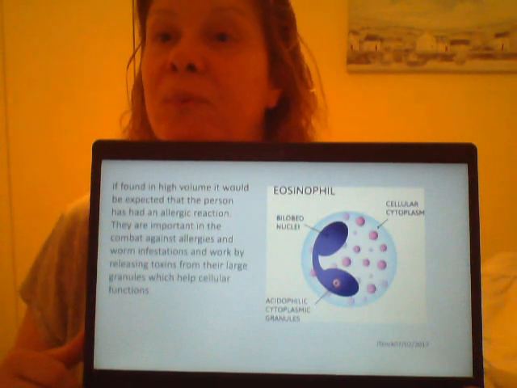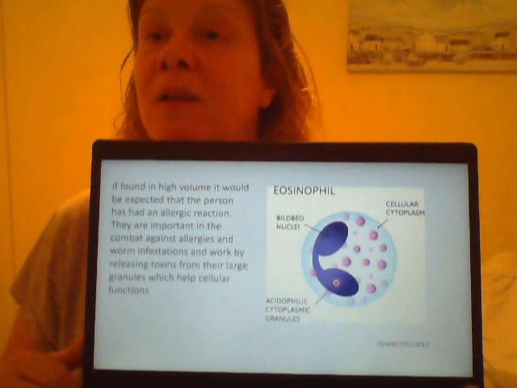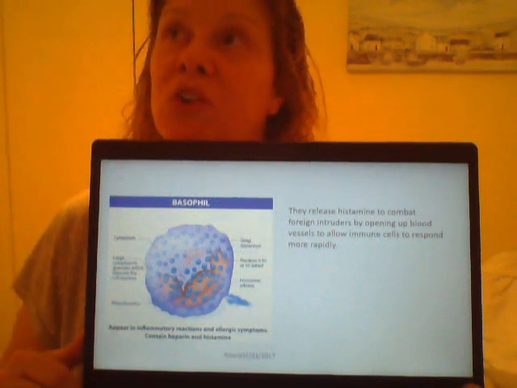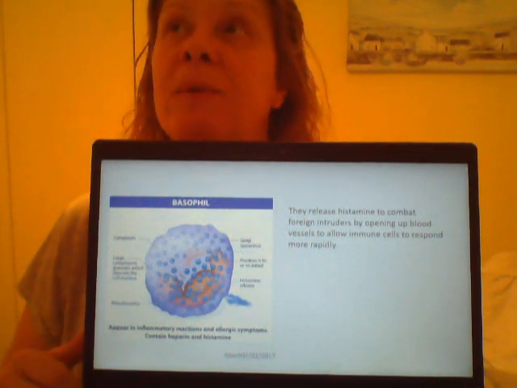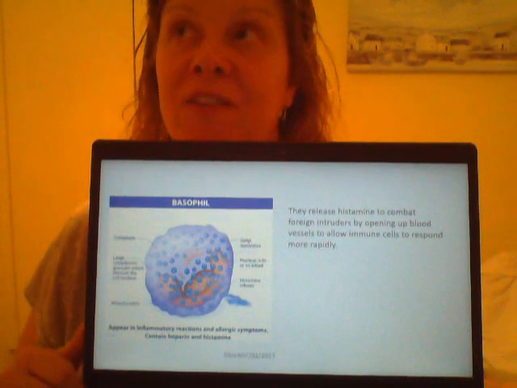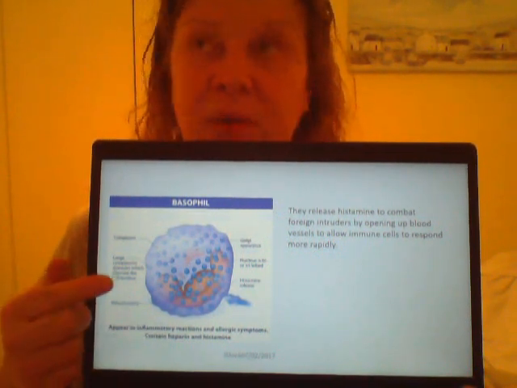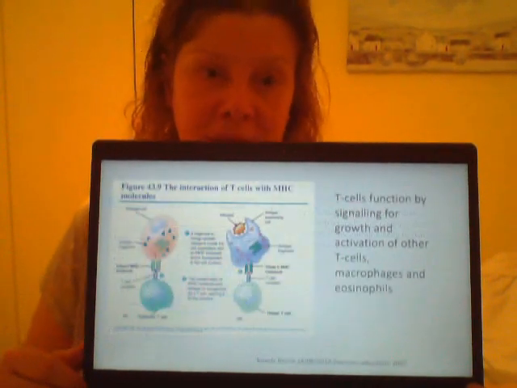We've also got, as part of the cells made in the bone marrow, the basophils, which secrete anticoagulants and antibodies to combat hypersensitivity and reactions. Here again is a little bit more information about the basophils.